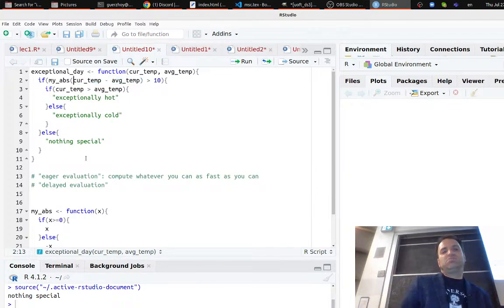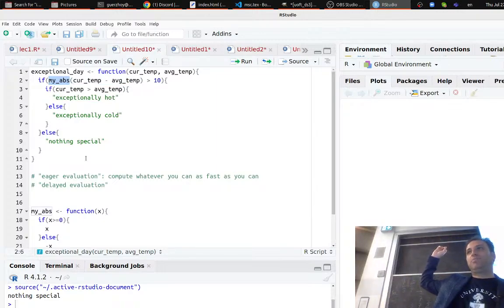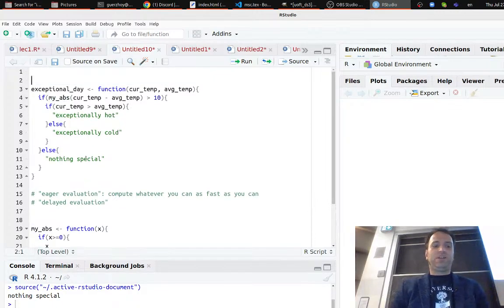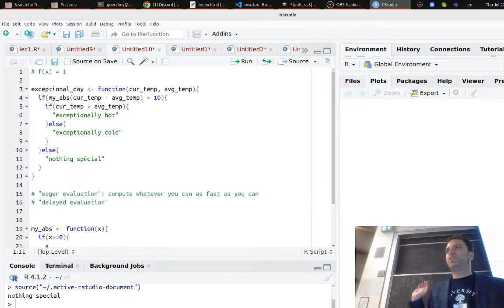Here it makes sense to compute current temp minus average temp when you know what the value is. But you might imagine a situation where the function myAbs actually doesn't ever use the parameter. That's not that weird. You can have a function like f of x is equal to 1. This is a toy example, but it's the motivation. If x is extremely expensive to compute, but at the end of the day it turns out that you didn't need it, it would be a shame if you computed it and wasted all this time.